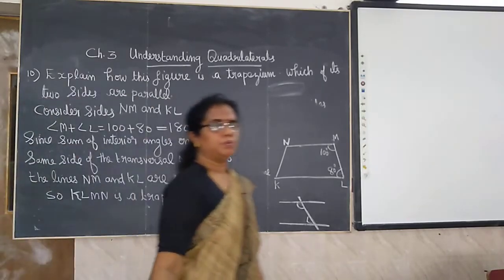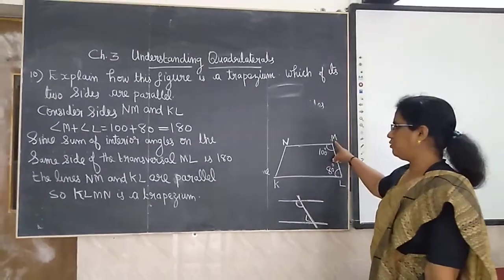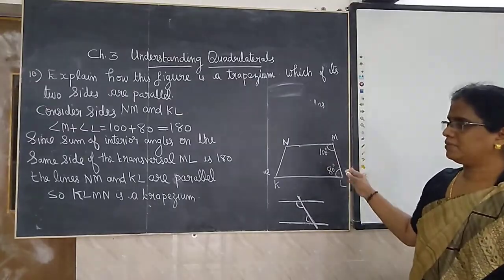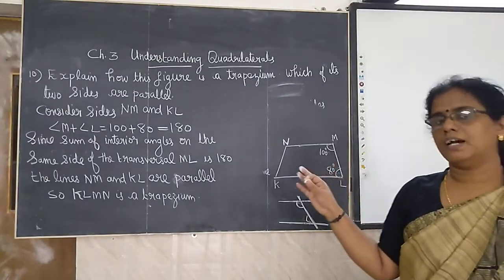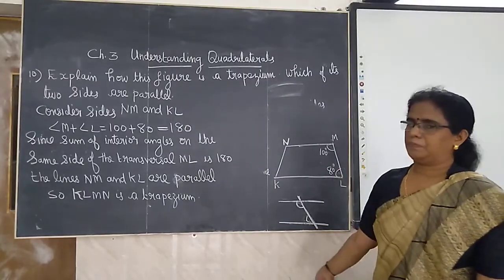So, if you want to prove the lines are parallel, then you have to prove the sum of interior angles on the same side of the transversal is 180. Then we can say that the lines are parallel.